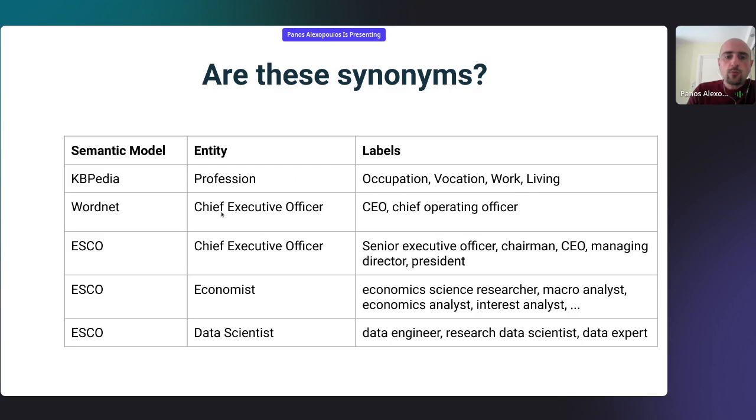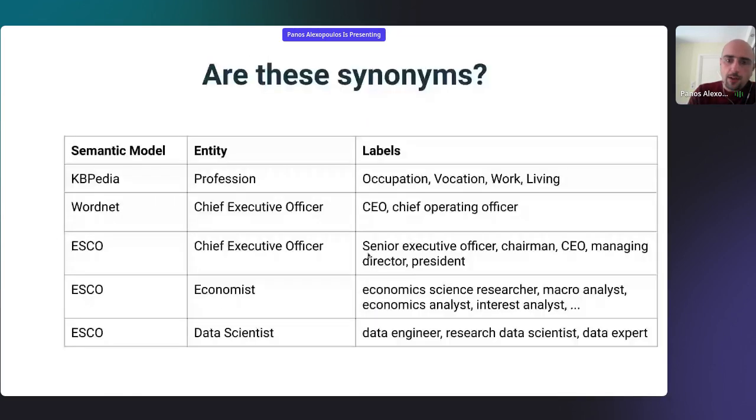Similarly, here in WordNet, we have the entity of Chief Executive Officer, and it has as label CEO, which is an acronym for Chief Executive Officer, so it's a correct label, it's a correct synonym. But we also have Chief Operating Officer, and I think most of you who work in the industry know very well that a Chief Operating Officer is not the same concept and not the same entity as a Chief Executive Officer. And you can see other examples as well. So the question is, why does this happen?